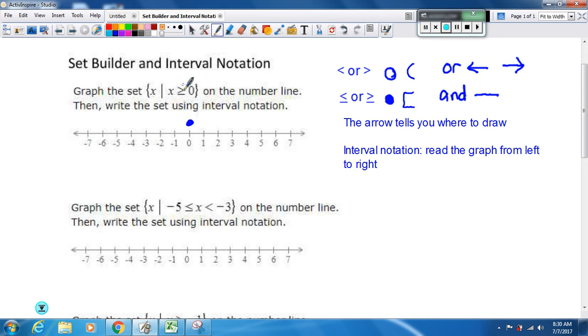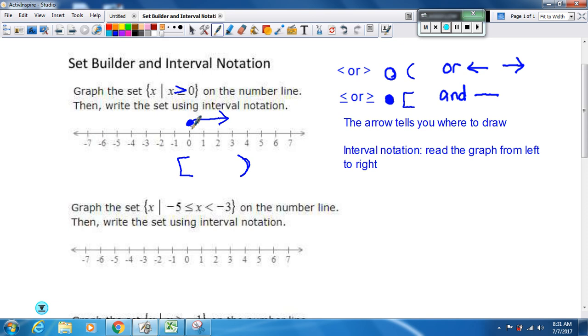And see how this arrow is going to the right? That means you draw your arrow to the right. Now, if you're reading the graph from left to right, go to the left and start reading the graph. The graph that you just drew doesn't start until you get to 0, and that is a closed circle. So you use brackets for a closed circle, and then you have to tell where the other point is. Well, here's the problem. This arrow means it's going on forever into infinity. So there is no end point to this particular graph, and infinity always has parentheses.